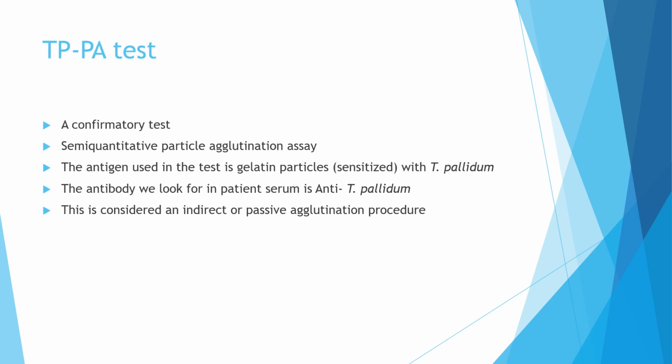If you have a positive RPR or a positive VDRL test for your patient, then you must confirm it with what's known as the Treponema pallidum particle agglutination test, also known as the TPPA. This, like I said, is a confirmatory test where we're looking at semi-quantitative particle agglutination. The antigen used in this test is gelatin particles that are sensitized with T. pallidum. The antibody we are looking for in the patient's serum is anti-Treponema pallidum. This is considered an indirect or passive agglutination procedure, and I'm going to show you what this looks like in the next slide.